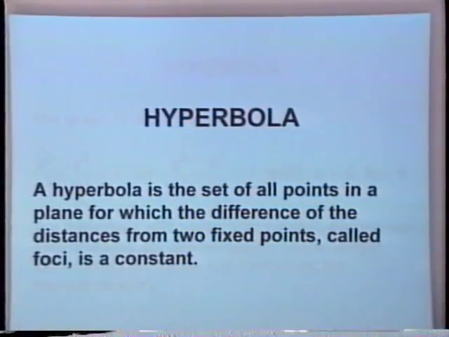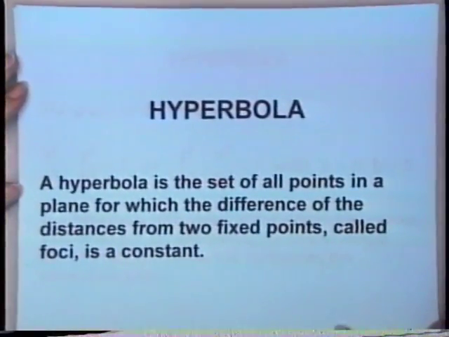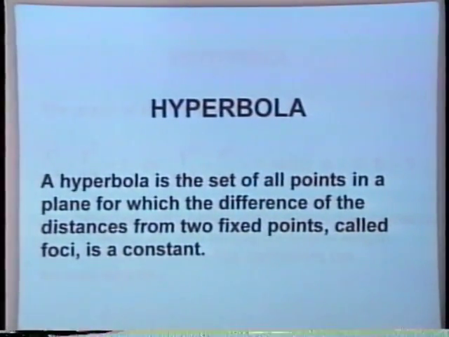And there will be some other similarities about things that we used from the equation to locate vertices. But the graph of a hyperbola looks considerably different. Let's start this lesson by looking at the definition of a hyperbola. A hyperbola is the set of all points in a plane for which the difference of the distances from two fixed points called foci is a constant.